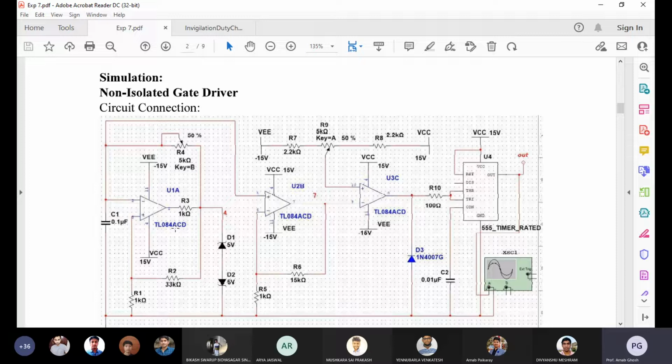So we are designing a gate driver circuit for MOSFET. The op amp that can handle up to the 500 kilohertz range needs to be selected. TL084 is a Texas Instruments set of op amps. One TL084 contains 4 op amps. One op amp has 3 terminals and 2 biasing terminals, so 4 into 3 is 12.